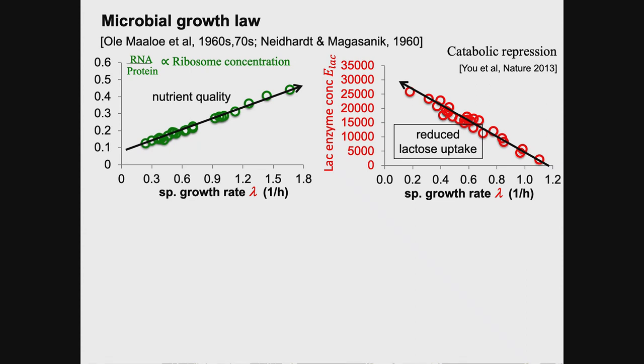And one can go into analysis of where this came from. Basically, there's a symmetry between this and this. And the arrow going this way is called catabolite repression. It's a phenomenon known for 100 years. It's not just E. coli, but many microorganisms. If you give it a better and better carbon source, then it reduces more and more the expression of a catabolic enzyme that's used to bring in the carbon source.